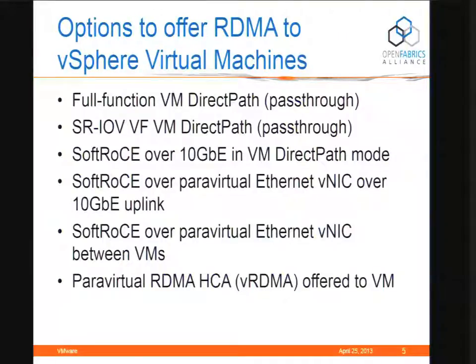And finally, we proposed what we call the holy grail, the ideal solution from our point of view, which gives the best flexibility and mobility, the ability to migrate these virtual machines and take snapshots and so on: a new paravirtual device, similar to a paravirtual NIC, but which offers RDMA capabilities to virtual machines. So the first one, full function pass-through, has been available for a few years now, since the 4.0 release of ESXi, since we started calling it vSphere.